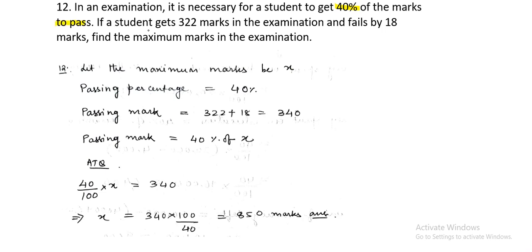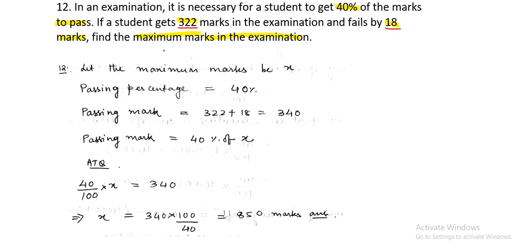If a student gets 322 marks in the examination and fails by 18 marks, find the maximum marks in the examination. So what happens, students? In the examination 40% is the passing percentage, but a student gets 322 and still fails by 18 marks. So what will be the passing marks? We have to find here the maximum marks.